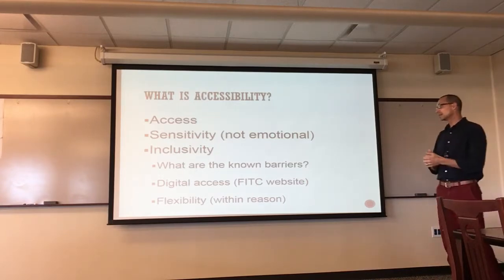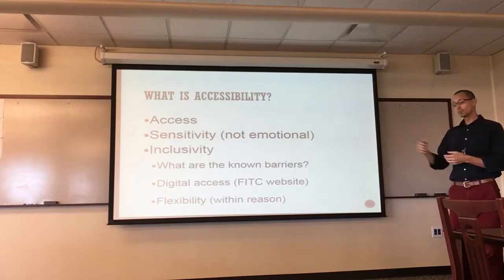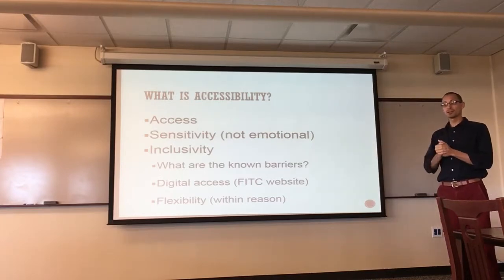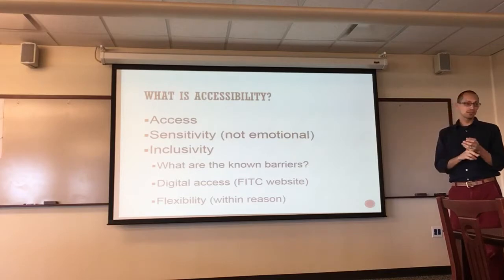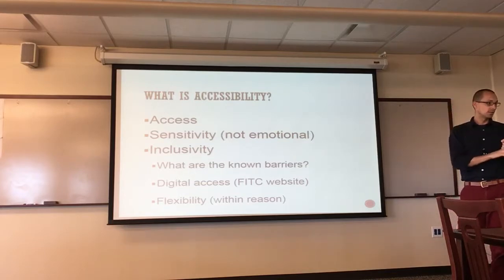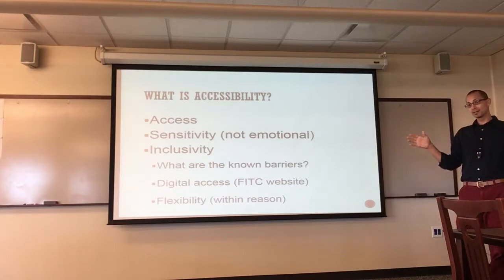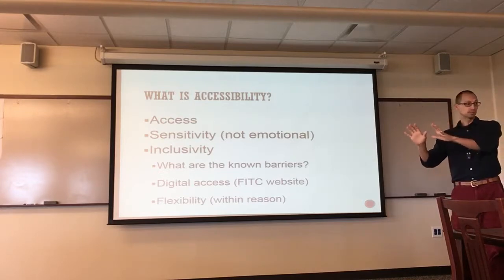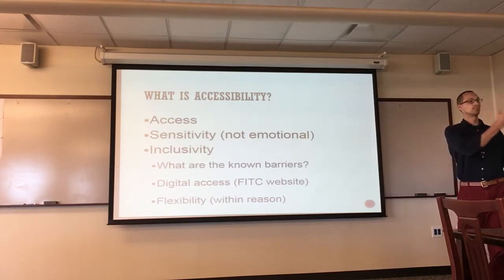So it's also inclusivity. What are the known barriers? And I've already talked about if we know that people are going to need a ramp, if we know that automatic doors like on the front of the library help everybody, then we're just going to add them in the design stage so that it's accessible when it comes to being used.